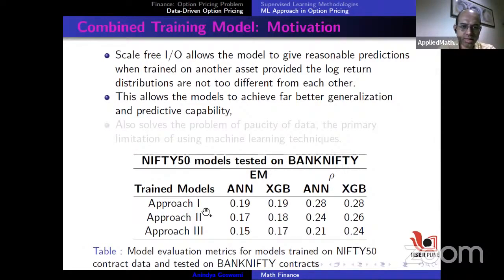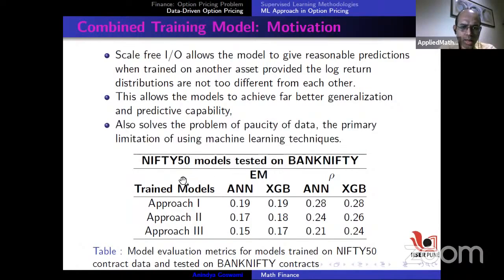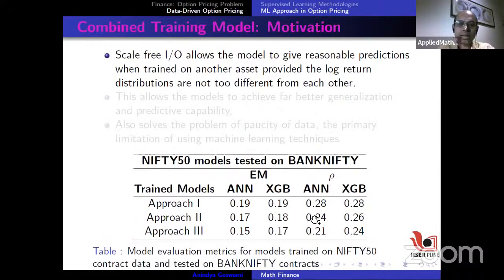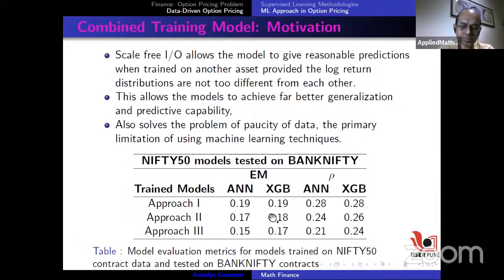Here is an example of the model evaluation matrix for models trained on Nifty 50 data. Nifty 50 data was used to train both the models, ANN and XGBoost. Then with the trained models, we tested on the Bank Nifty data. For Bank Nifty also, there are some options, and we have tested on that data. There also we have seen that the error matrix values are below 0.19, etc., while the Black-Scholes pricing error matrix has values of this type. So here also we are getting reasonable performance, at least better than the Black-Scholes option pricing recommendation.